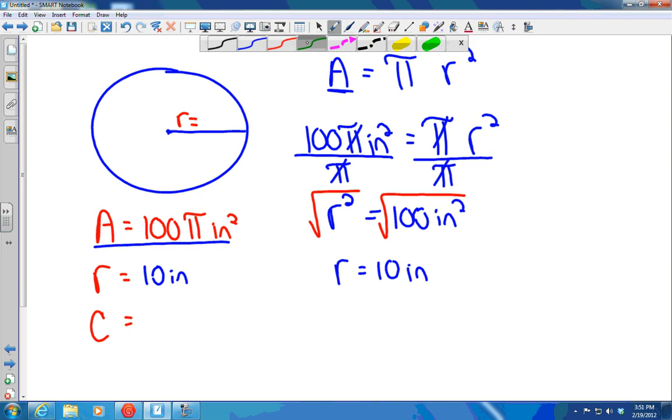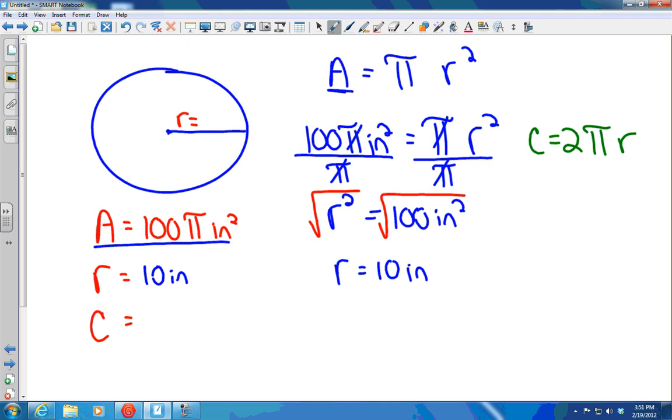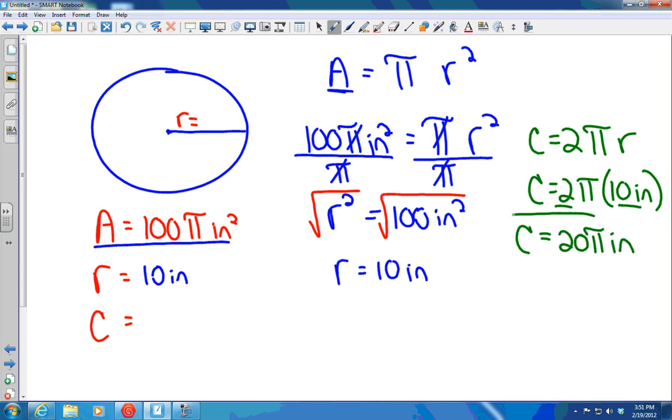And so how can I find circumference? I know that circumference equals 2 pi times r. And I know r now. R is 10 inches. And so my circumference equals 2 times 10 inches is 20 inches, so 20 pi inches. So my circumference is 20 pi inches. And again, we're leaving that in exact form in terms of pi.